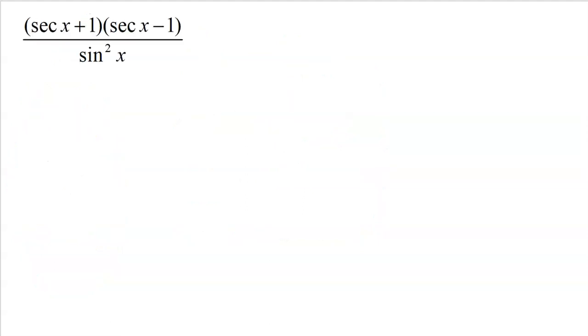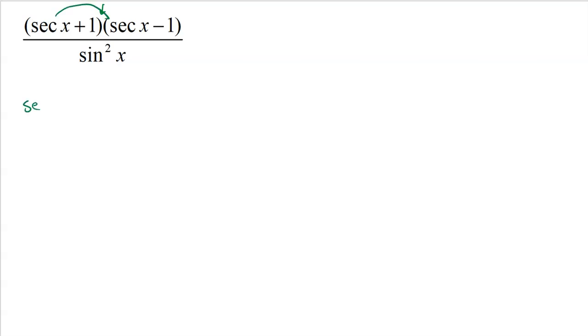All right, here we go. Secant plus 1 times secant minus 1, all divided by sine squared. What do I do here? Well, lots of different things you could do. But when you see two parentheses butted up next to each other, that typically means to multiply. So why don't we multiply? Let's go ahead and FOIL.